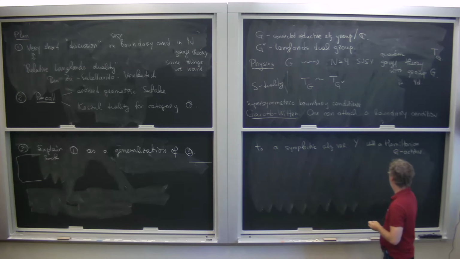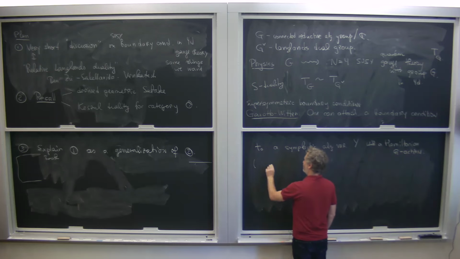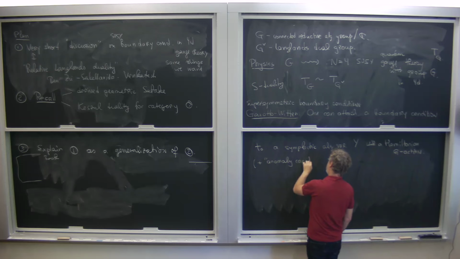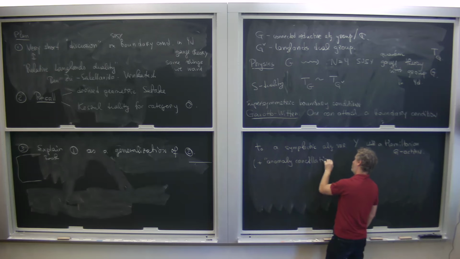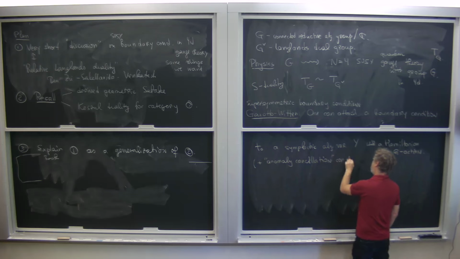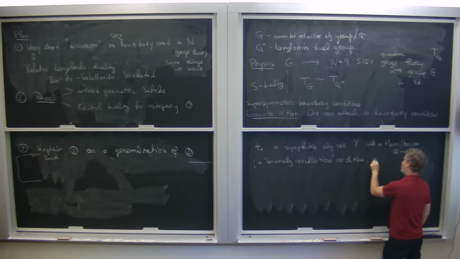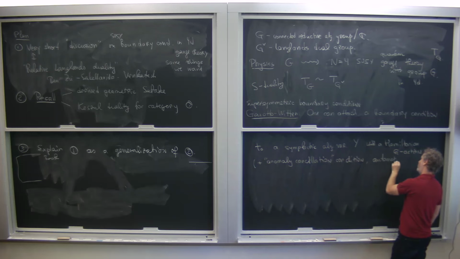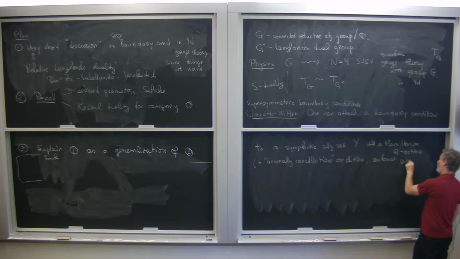Actually, I'm slightly cheating here, though it's almost true. It has to satisfy some anomaly cancellation condition, which is some kind of Z mod 2 condition. This condition is automatically satisfied if Y is the cotangent bundle to some X, where X is just a variety with a G action.